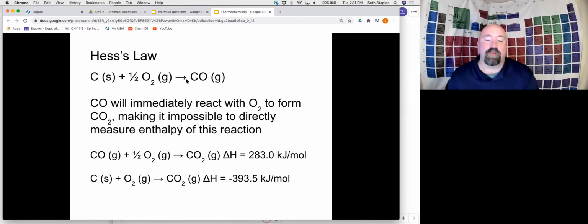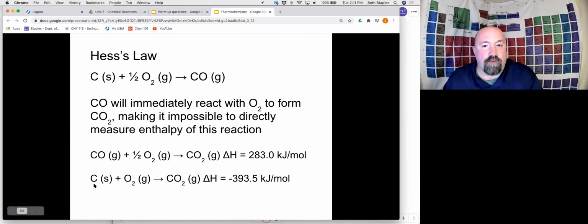We can't set up some sort of calorimetry experiment where we capture the energy and go through that process. We can't do this for this reaction because it's not going to stop here. This carbon monoxide will immediately react. And so that's a problem, at least as far as finding the answer with calorimetric methods. What we do have, however, is information for a couple other reactions. We know the information for that next reaction, carbon monoxide plus oxygen to form CO2. We do know the enthalpy for that process.